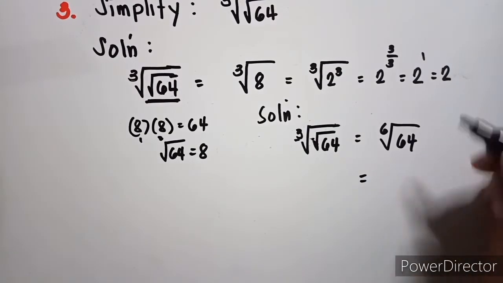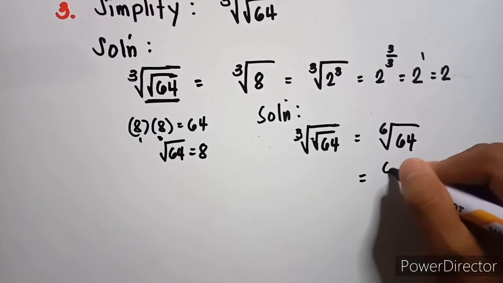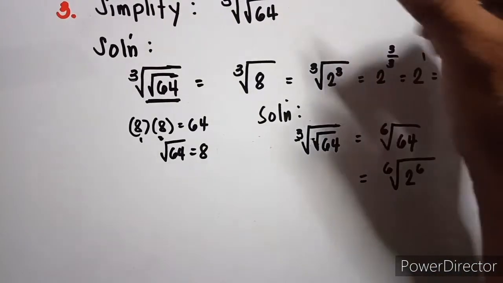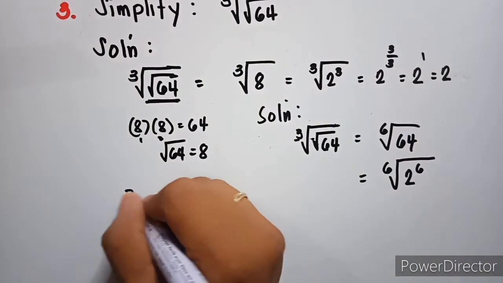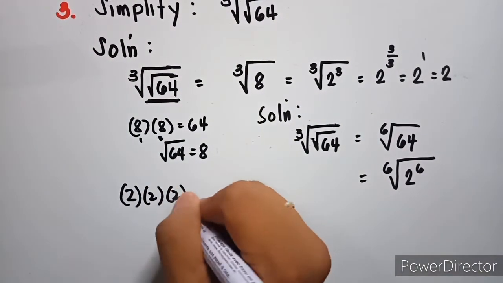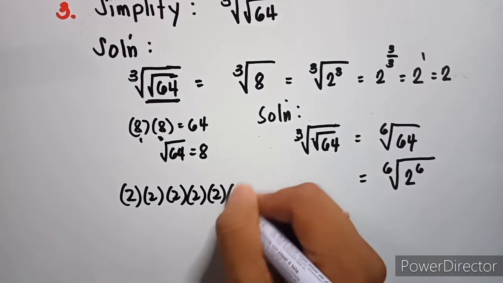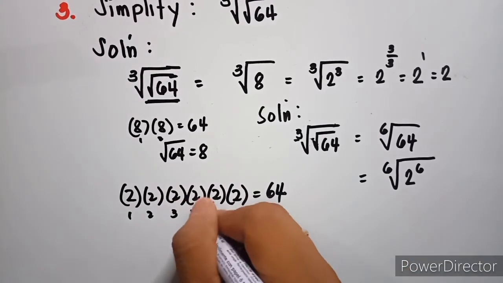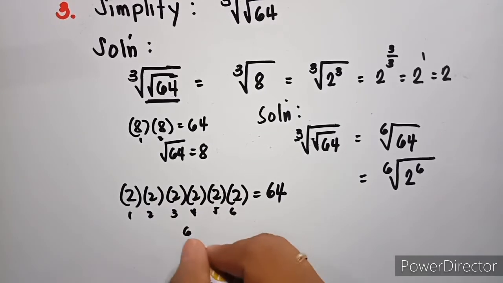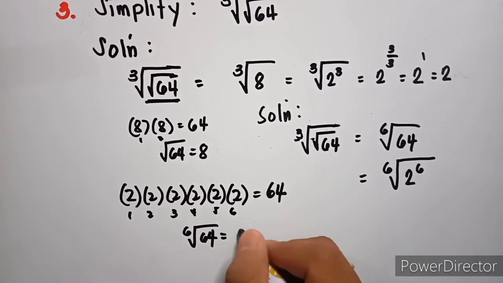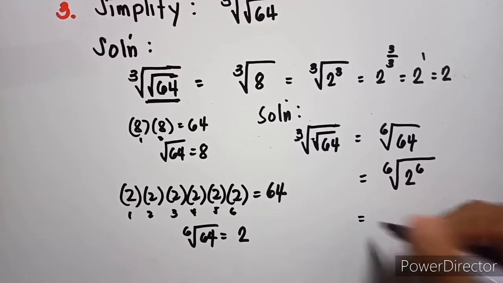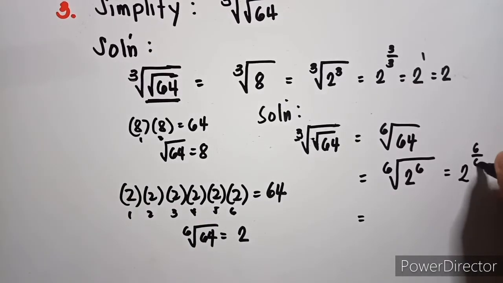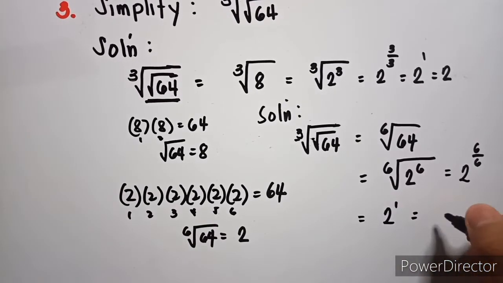And 6th root of 64 is, you can rewrite this as 6th root of 2 raised to 6. Kasi, we can have 2 times 2 times 2 times 2 times 2 times 2. And this is equal to 64. So, 1, 2, 3, 4, 5, 6. 6th root of 64 is equal to 2. So, pwedeng 2 raised to 6 over 6, 2 raised to 1 is equal to 2.